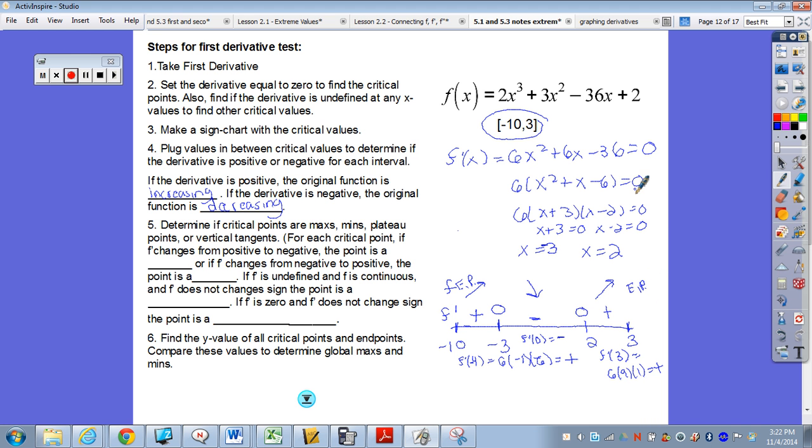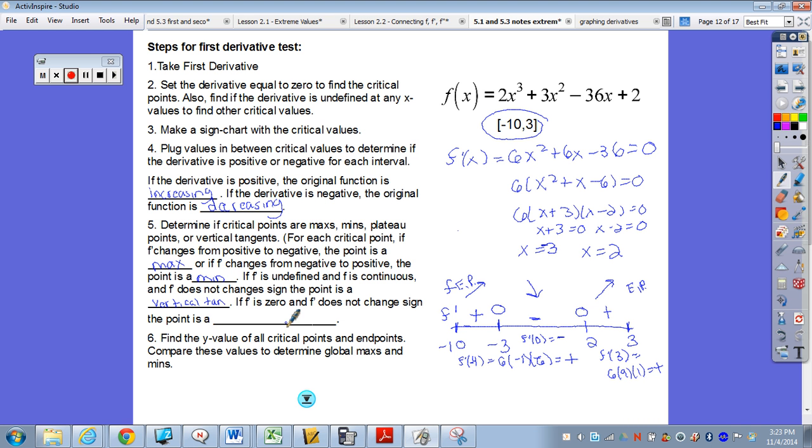Step 5 is determine if the critical points are max, mins, plateau points, or vertical tangents. For each critical point, if f prime changes from positive to negative, the point is a max again. If f prime changes from negative to positive, the point is a min. If f prime is undefined and f is continuous and f prime does not change sign at the point, it is a vertical tangent.